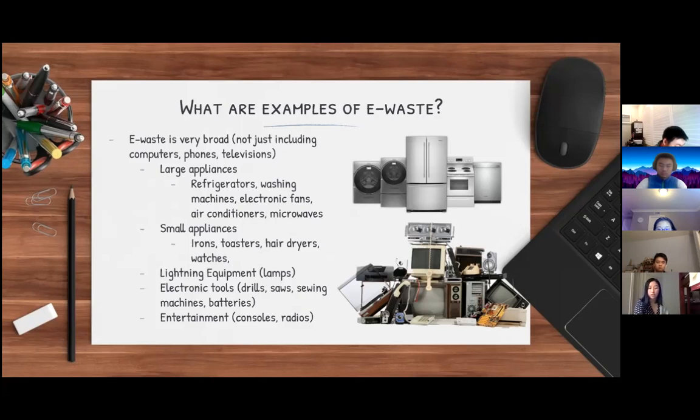For example, you have large appliances like refrigerators, washing machines, electronic fans, air conditioners, and microwaves. You also have smaller appliances like irons, toasters, hair dryers, and watches. And you also have lighting equipment like lamps, electronic tools like drills, saws, sewing machines, batteries, and entertainment like consoles or radios. And this is not even the full list. For example, medical equipment: if you go to a hospital and they take your blood pressure, the machine they use to take your blood pressure is also e-waste.